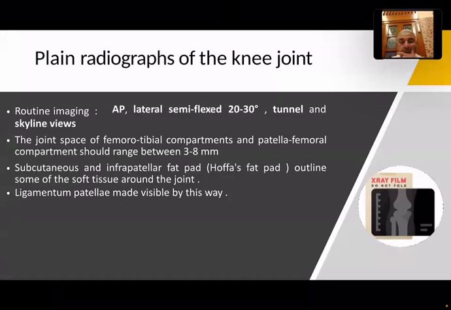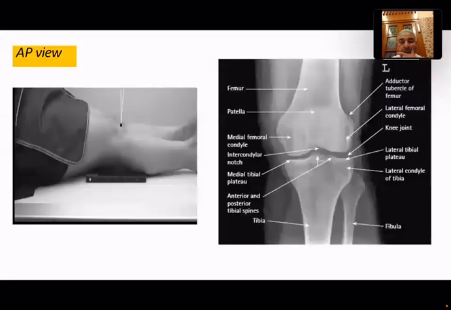The joint space of the femorotibial compartment and patellofemoral compartment should range between 3 to 8 mm. The subcutaneous and infrapatellar fat, Hoffa's fat pad, outline some of the soft tissue around the joint. The ligamentum patellae is made visible this way.